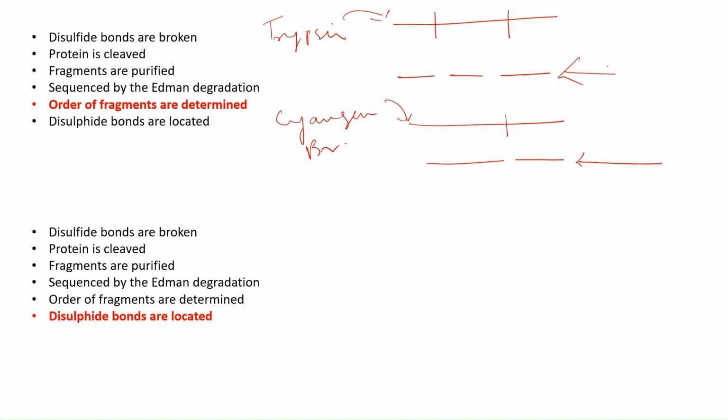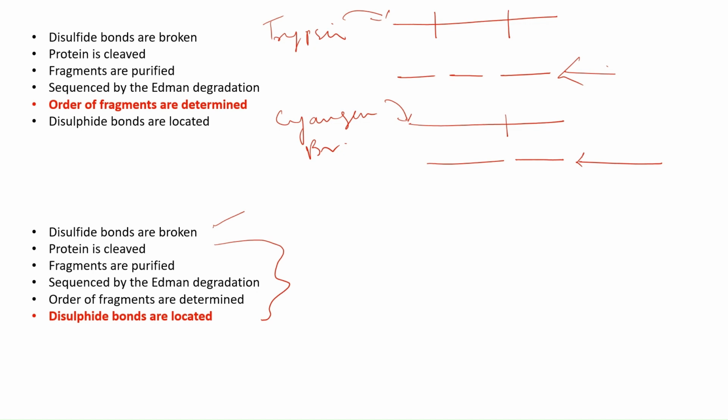After the generation of the complete order of fragments, the next step is to locate the disulfide bond. If our protein consists of more than one polypeptide, then after this complete step, what we have to do? Now we have to locate the disulfide bond. How can we locate the disulfide bond? We have to follow the complete procedure from this step to this step. That is what we have done. We have broken the disulfide bond and then we have fragmented the protein. Then we have purified it, done Edman degradation, and we have determined the order of fragments.